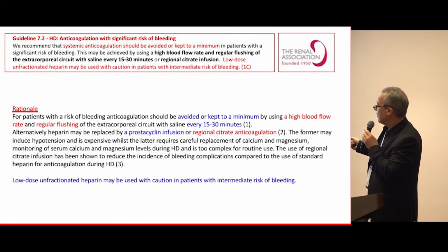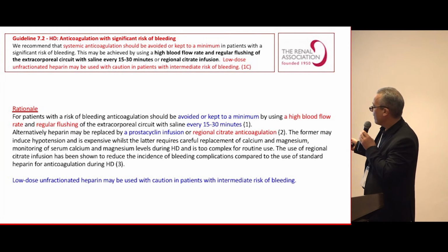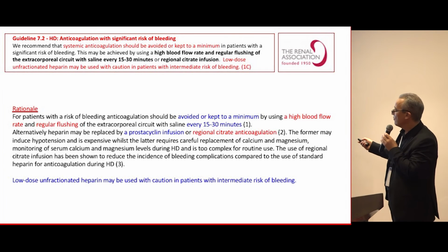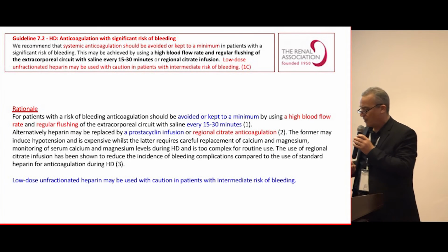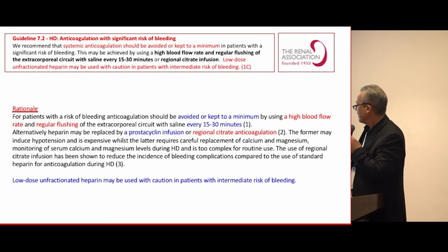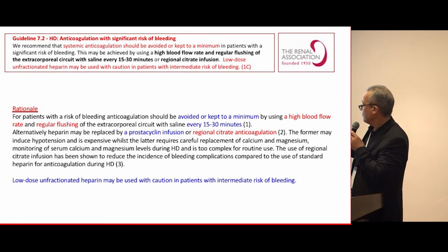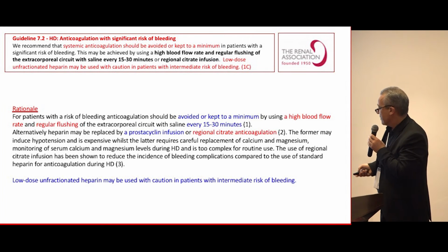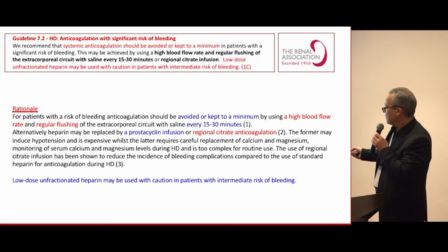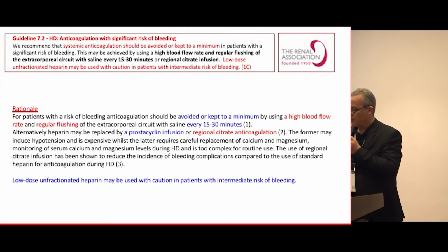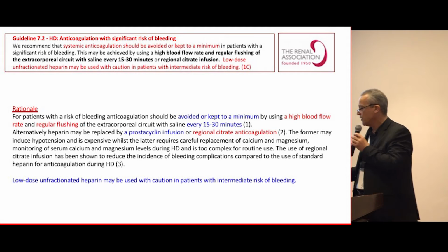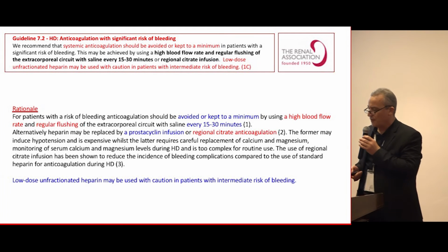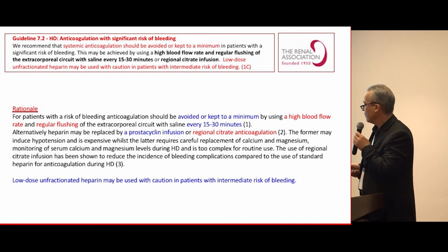Also, for patients with significant risk of bleeding, we should use systemic anticoagulation kept to a minimum dose. Otherwise, we should avoid anticoagulation if the risk of bleeding is life-threatening. Unfractionated heparin may be used with caution in patients with intermediate risk of bleeding, but at low dose. They also propose regional citrate anticoagulation for these patients, and I think this is a nice possibility in our patients with a risk of bleeding, since it is a regional anticoagulation only.